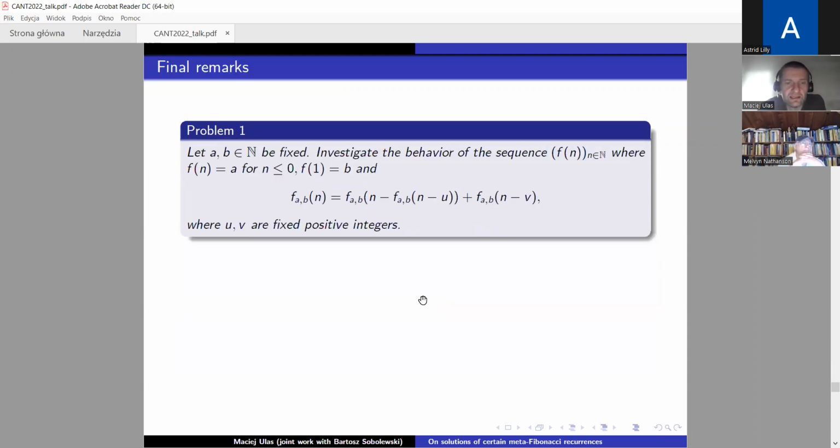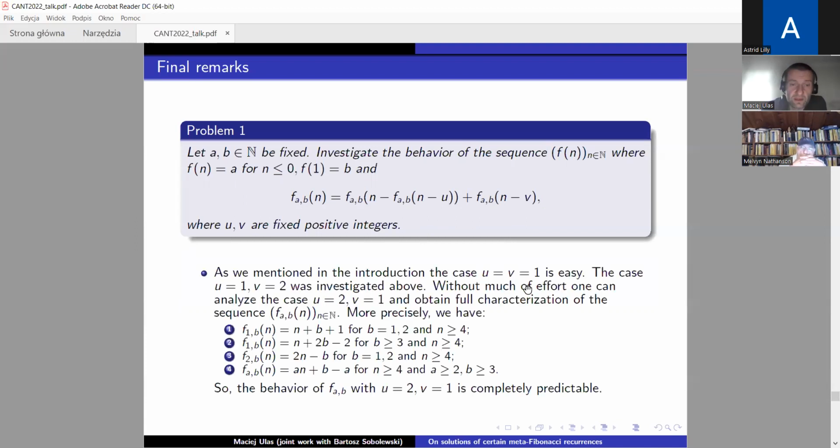So some final remarks. It is quite natural to investigate this question further. The question is whether we can expect some new phenomena in the case where u and v are both greater or equal to 2, and whether there are connections to partition functions. We said that the case u equal to v equal to 1 is easy. We presented the results concerning the case u equal to 1 and v equal to 2. And what is interesting is that if we take u equal to 2 and v equal to 1, then again we get simple characterizations of the solutions. So the first really non-trivial result is the case when at least one of u or v is greater or equal to 3.